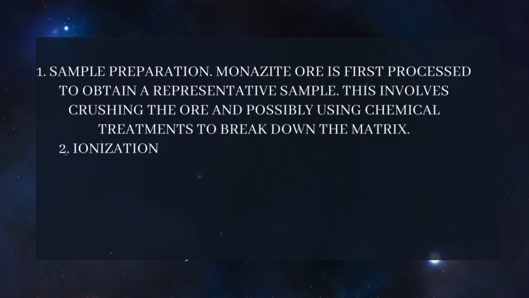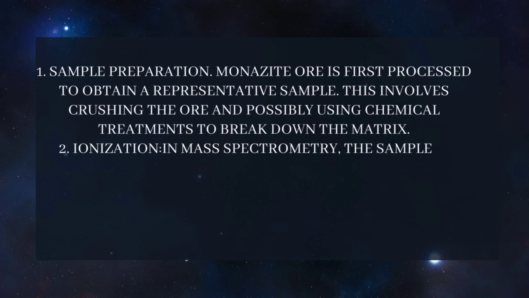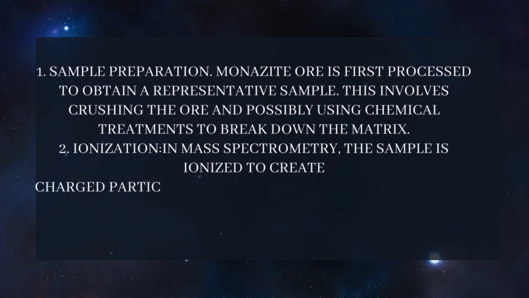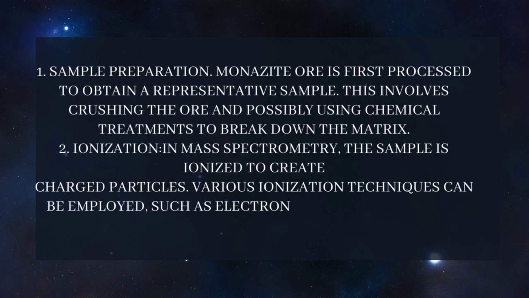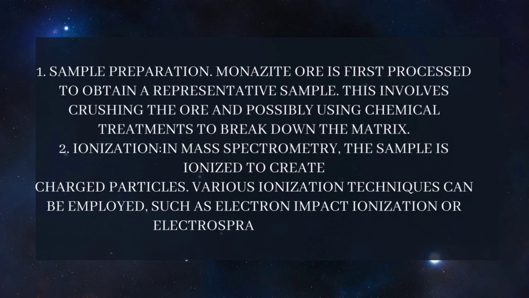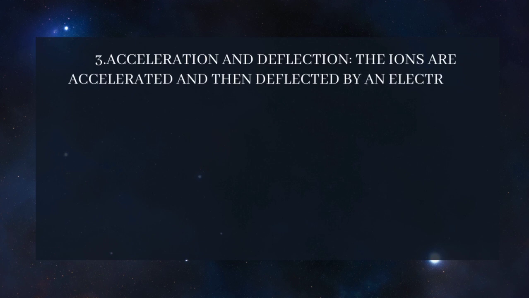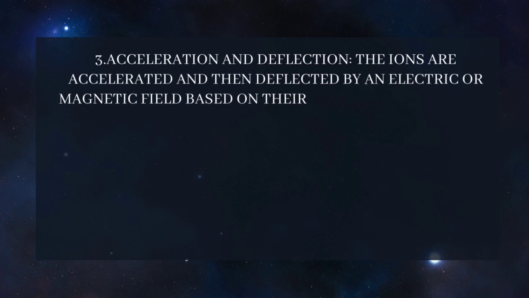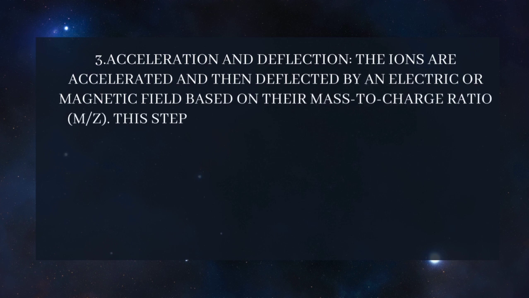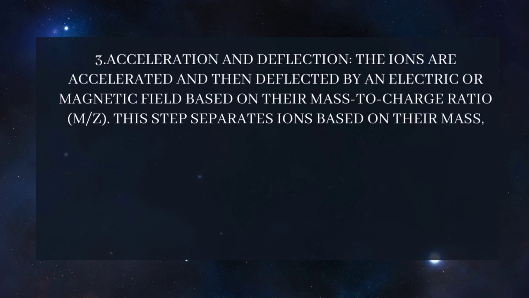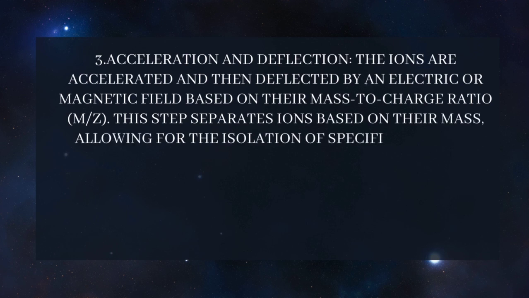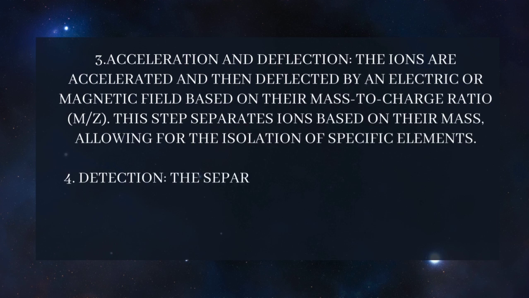The second step is ionization. In this step, various ionization techniques can be employed, such as electron impact ionization or electrospray ionization. The sample in this step is ionized to create charged particles. Step 3. Acceleration and deflection. The ions are accelerated and then deflected by an electric or magnetic field based on their mass to charge ratio, m over z. This step separates ions based on their mass, allowing for the isolation of specific elements.